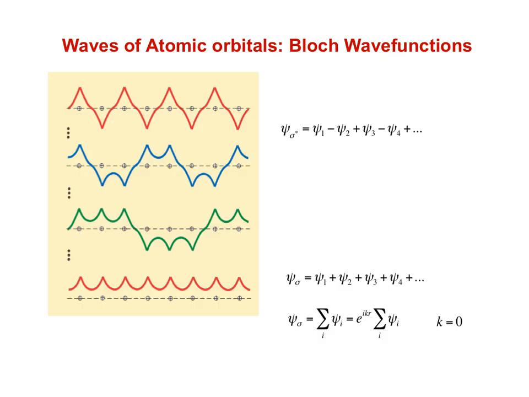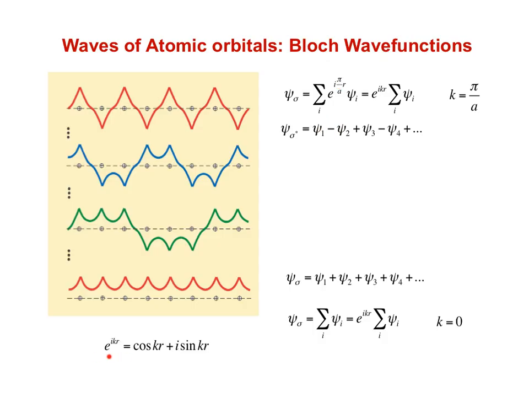kr equal to 1. For the most antibonding wave function, the phase alternates between +1 and -1, which we can write as e to the i pi over a times r, where r is the position of each atom and a is the distance between neighboring atoms. Thus, for the first atom, when r equals a, e to the pi i is -1.